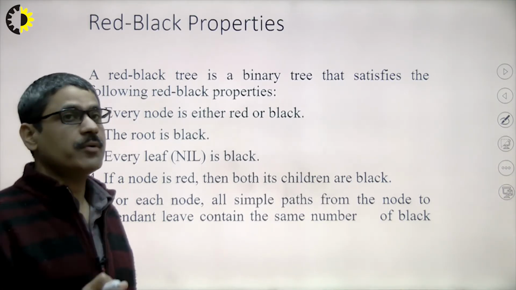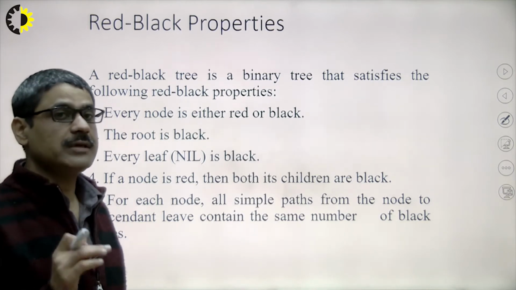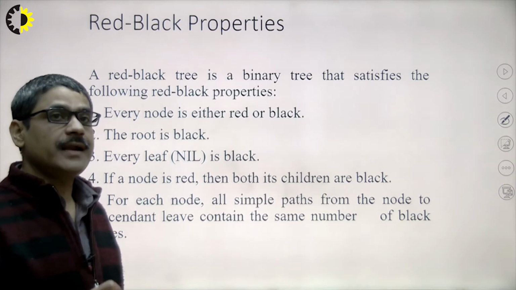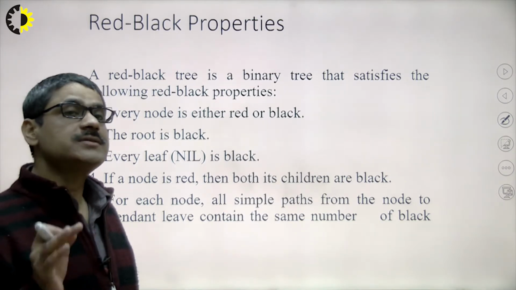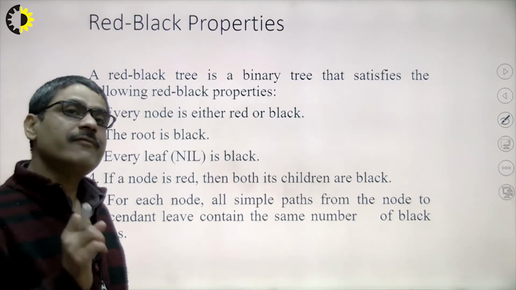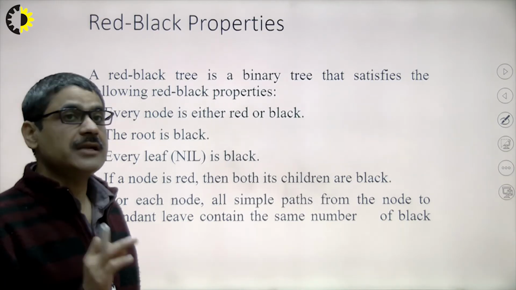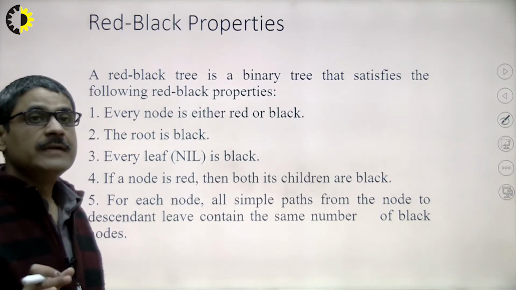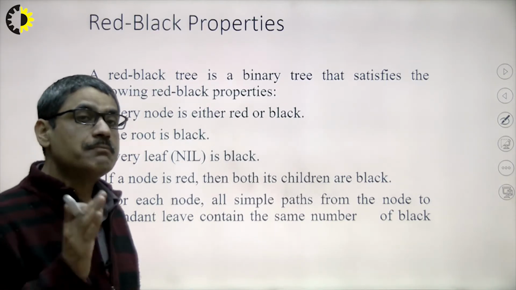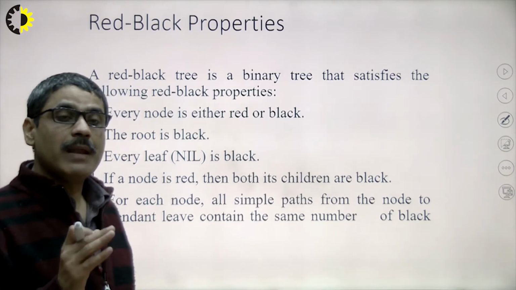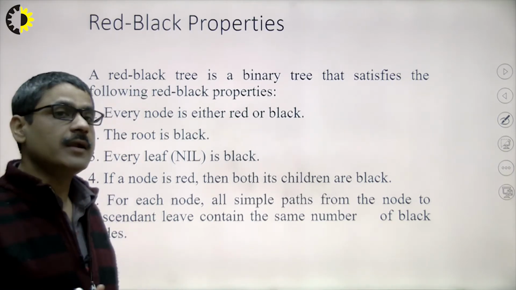So it is a very important property, third, and we have to keep this in mind. The fourth property: if any node is red, then both its children are definitely, mandatorily black. Every red node has black children, not red children. This is also one important property by which we can find the quantity of red and black nodes in the given red black tree.